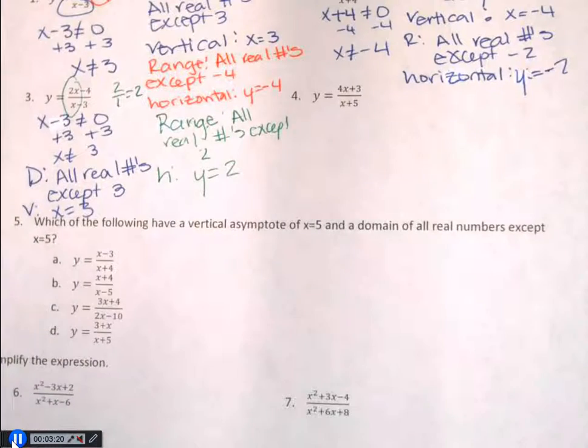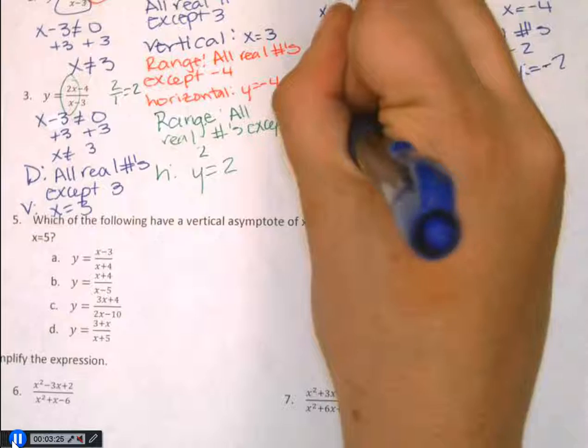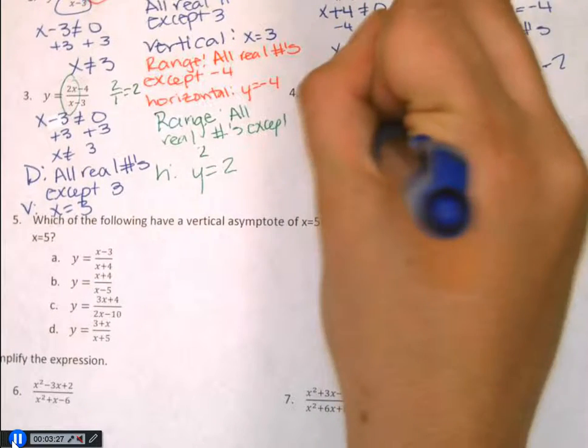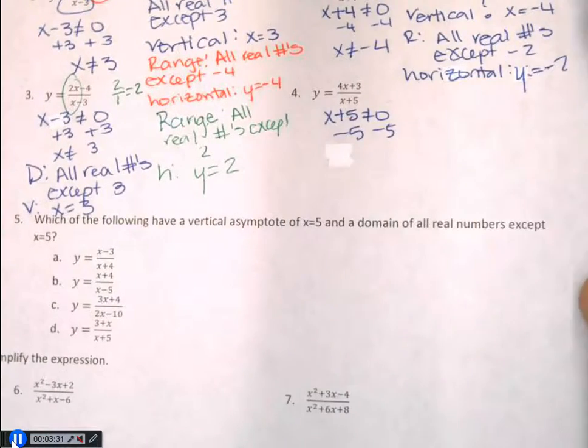I'm going to do the same thing on number 4. I'm going to start by taking my denominator and setting it not equal to 0. I subtract 5 on both sides. And I get x doesn't equal -5.